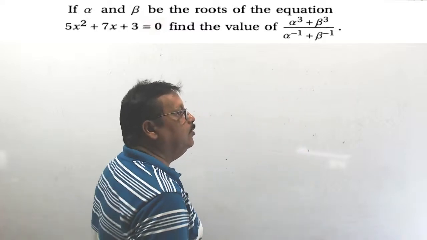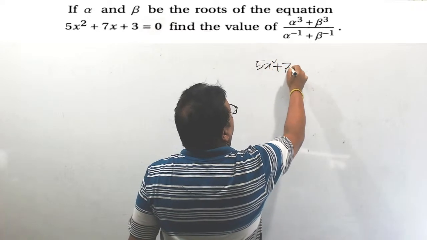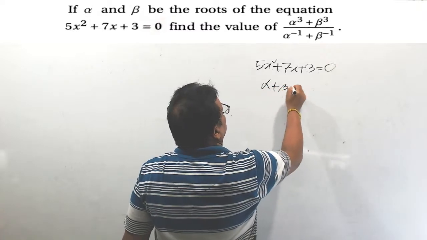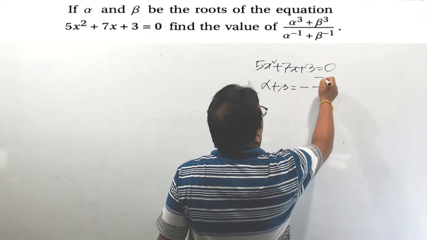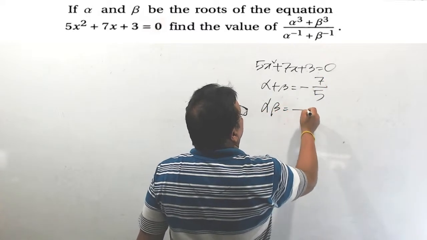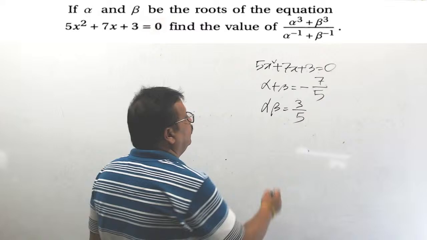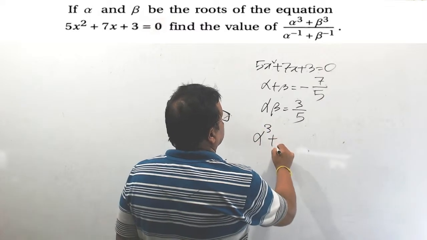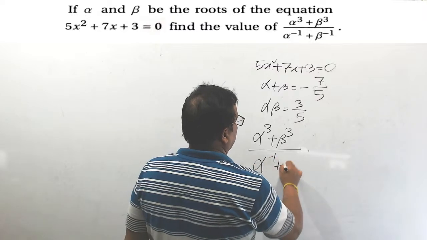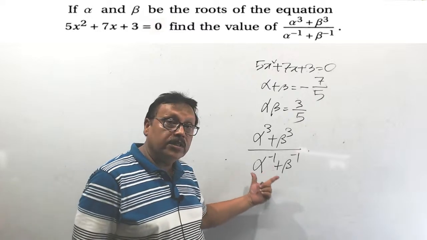Alpha and beta are the roots of the equation 5x square plus 7x plus 3 equal to 0. Then alpha plus beta is equal to what? Minus b by a. Understood? What is alpha into beta? C by a. Understood? Now you have to find the value of what? Alpha cube plus beta cube divided by alpha to the power minus 1 plus beta to the power minus 1. This calculation is tricky.